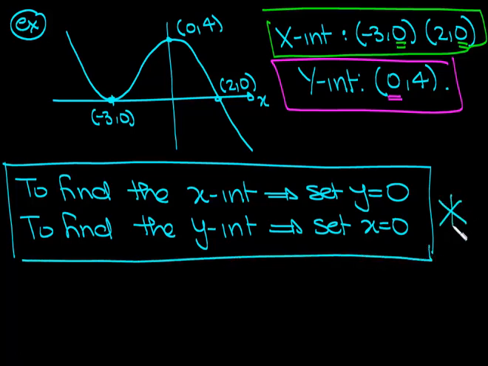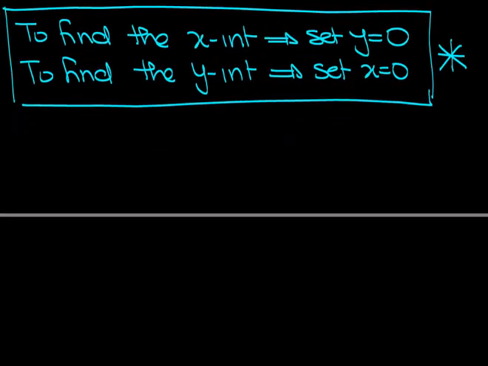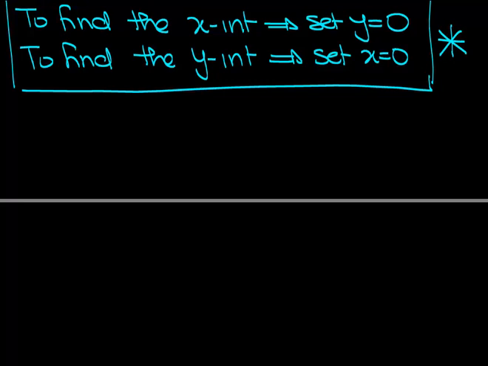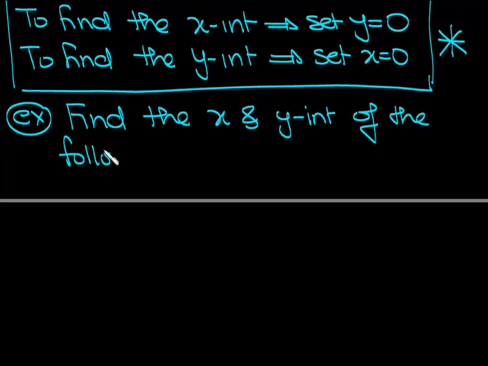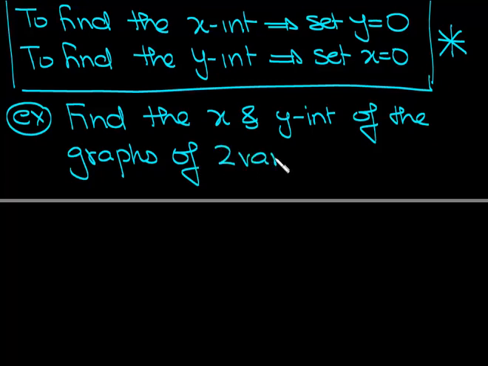And this is very important. We're going to be doing a lot of graphing in this section, in this class. So it's very important that you know these things, because when we graph, finding x and the y intercepts is one of the best ways to find a couple points on the graph very quickly. So let's take a look at how to do that. So let's say I want to find the x and y intercepts of the following graphs of two variables.